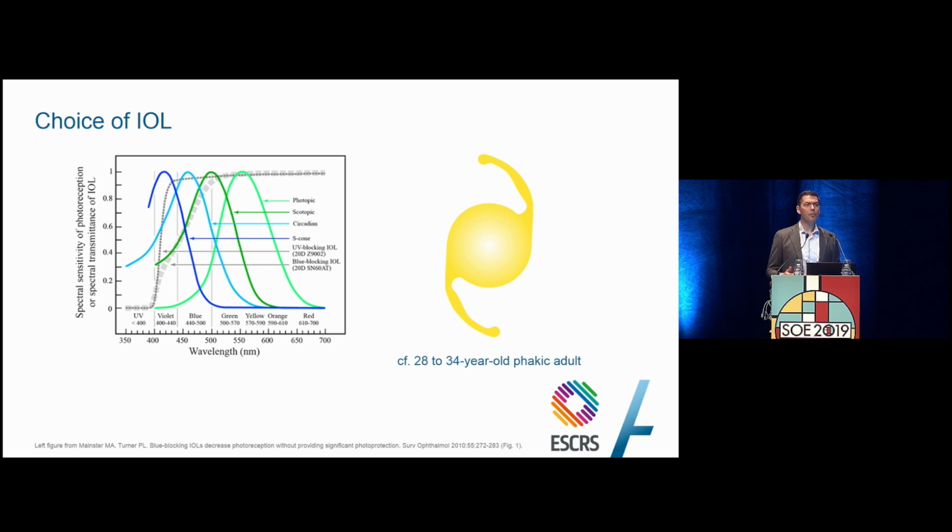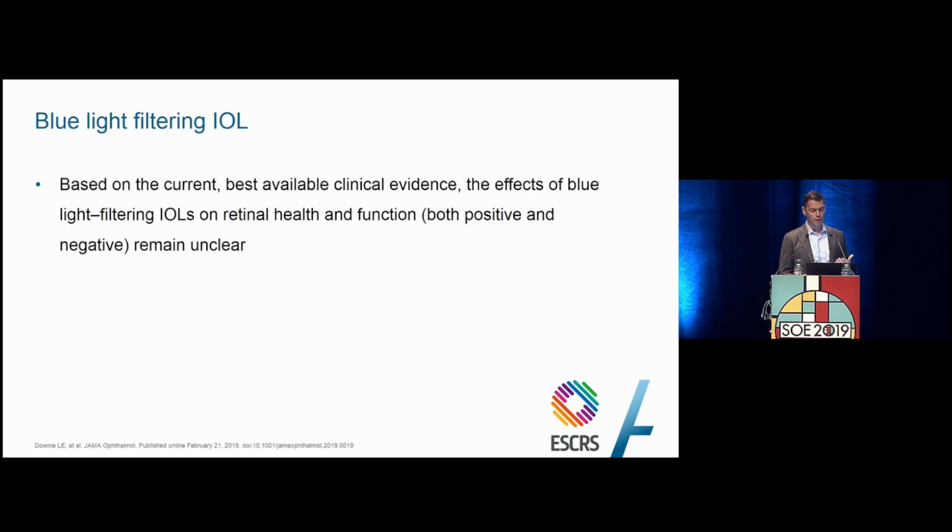A yellow lens that we implant has a similar transmittance as the phakic lens of a 28 to 30-year-old subject. So this is a lens that is not really yellow, it's a bit yellow. So probably the difference between a clear lens and a yellow lens is not that big for the human eye. The problem with the studies that have come out is that a recent meta-analysis and review of all the literature concluded that, based on the current best available clinical evidence, the effects of blue light filtering IOLs on retinal health and function, both positive and negative, remain unclear. So probably the effect of a clear lens versus a yellow lens is not that big.